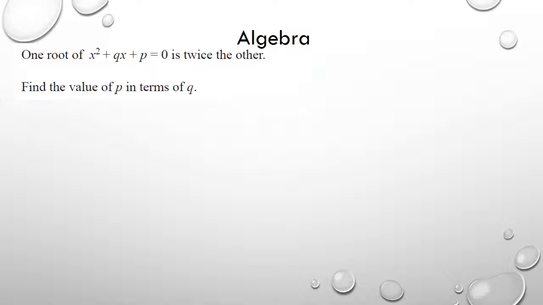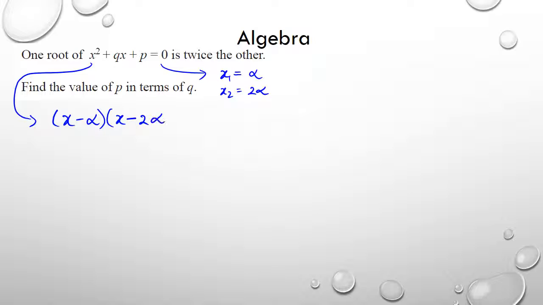So what we have is, if they say one root is twice the other, so when we solve this equation, let's say your first root is alpha, then your second root is going to be 2 times alpha. So with that in mind, we could write this quadratic as x minus alpha multiplied by x minus 2 alpha, and this is equal to x squared plus qx plus p.